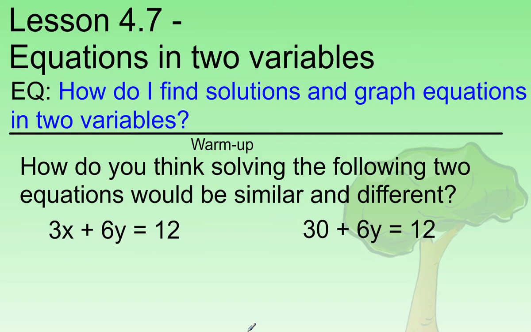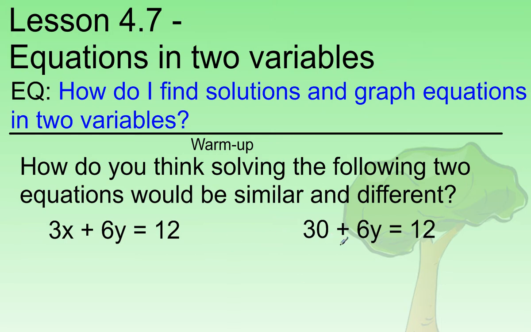The warm-up asks, how do you think solving the following two equations would be similar and different? So I have the equation, one says 3x minus 6y equals 12. The other says 3x plus 6y equals 12, and 30 plus 6y equals 12. So put down your thoughts, what you think.